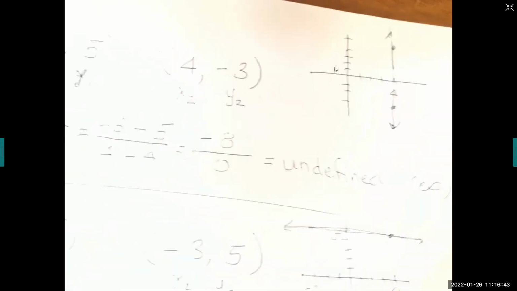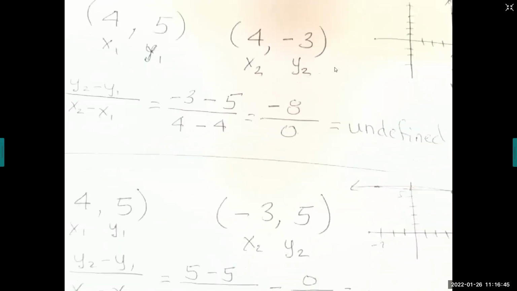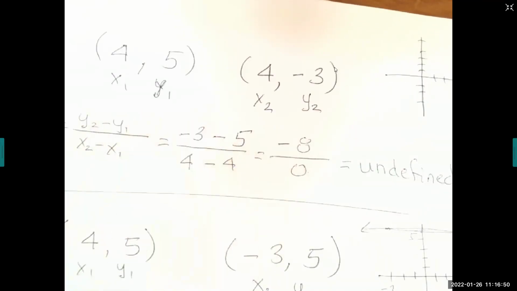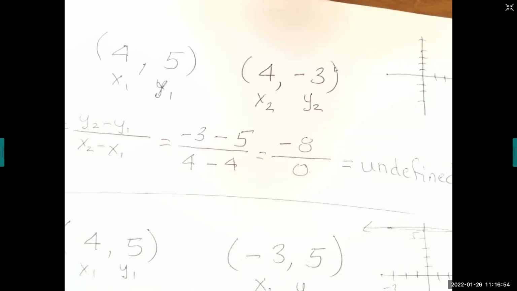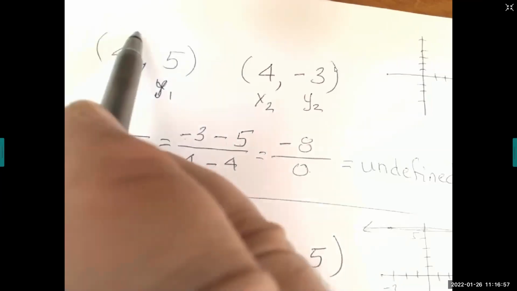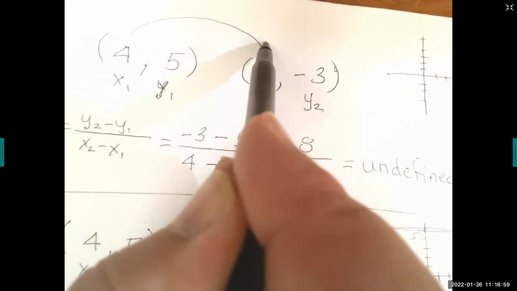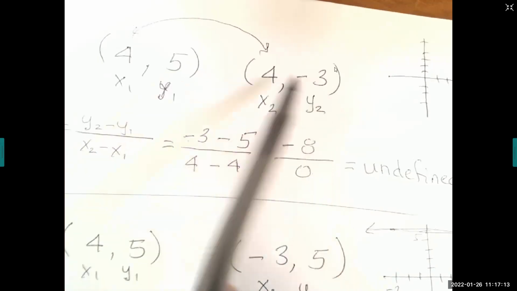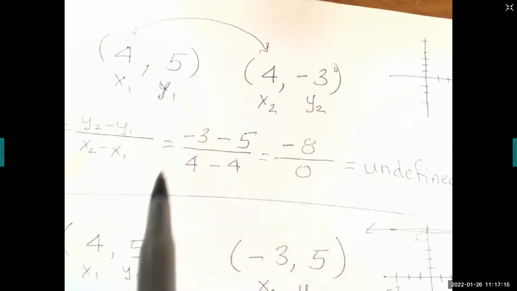So what do we notice about the points then? If we have a vertical line, what about the points? What do we notice about the points? They have the same x values, yes. What that means is the points on the line don't go left and right. It only goes up and down. There's no horizontal shift. All it does is go from 5 to negative 3. It does a vertical change only. X stays the same.